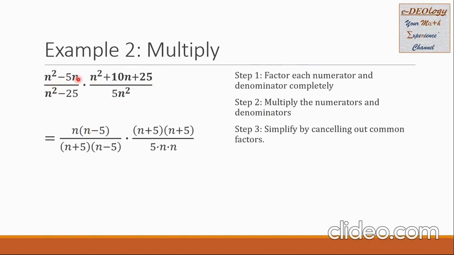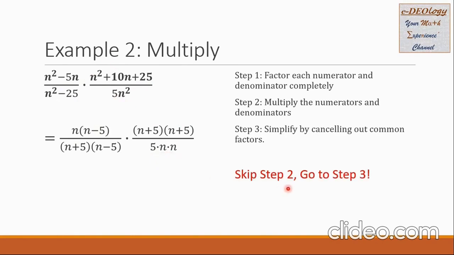The n square minus 5n is now factored out into n times the binomial n minus 5. The denominator n square minus 25 is now the product of n plus 5 and the n minus 5. The numerator n square plus 10n plus 25 is now factored out into n plus 5 times n plus 5. While this 5n square, it's now factored out completely into 5 times n times n.